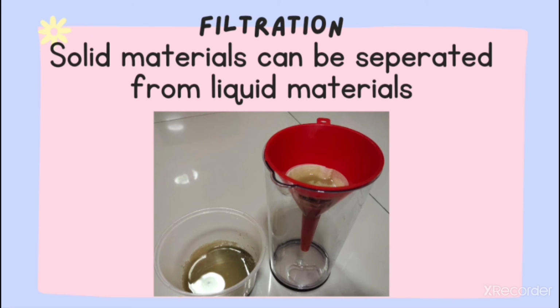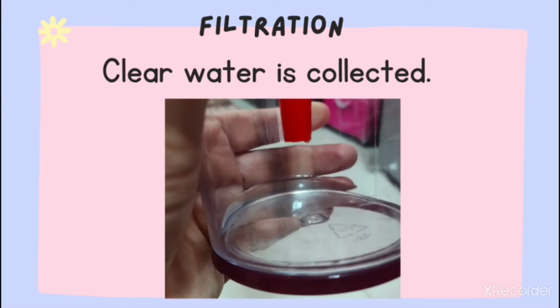What is the filtration method? Solid materials can be separated from liquid materials. So we use the filtration method because solid materials can be separated from liquid materials. The solid material here is the sand. Meanwhile, the liquid material here is the water. So, the clear water is collected.